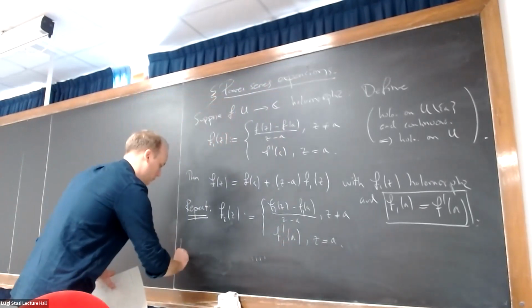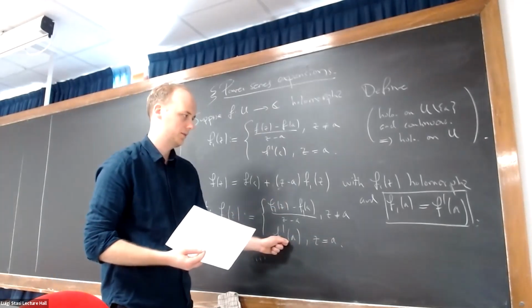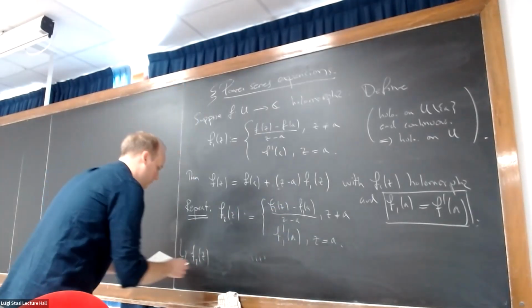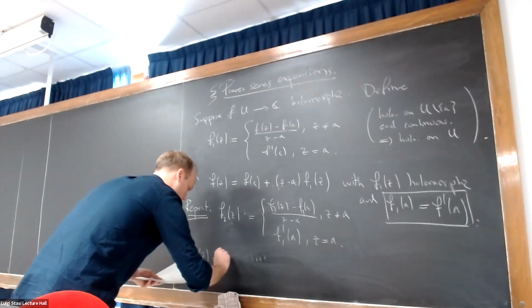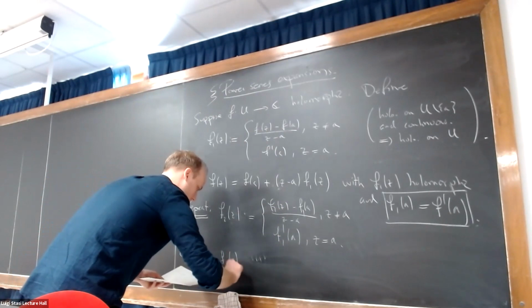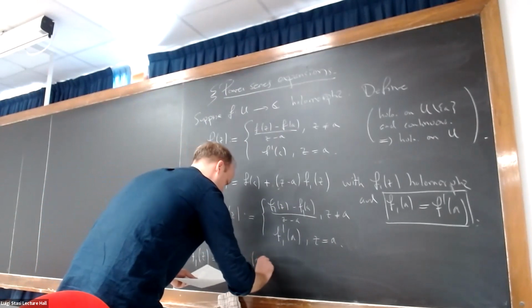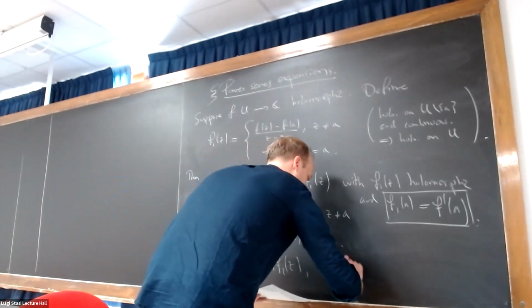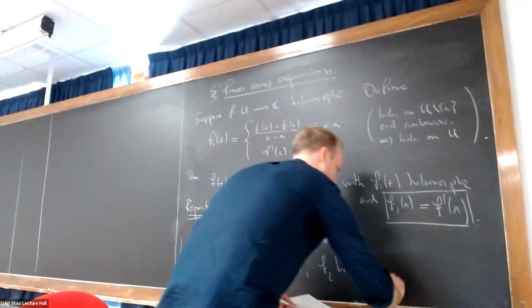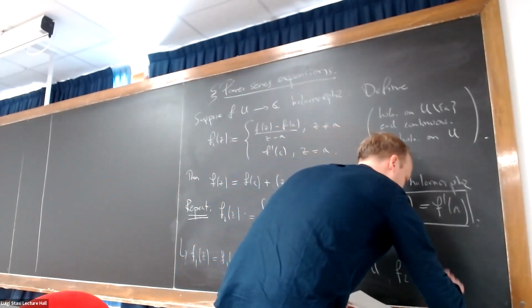And so what we get, in the same way, is that this f2 is holomorphic. So what we get is f1 of z is equal to f1 of a plus z minus a times f2 of z, with f2 holomorphic on U, and f2 of a is equal to f1 prime of a.